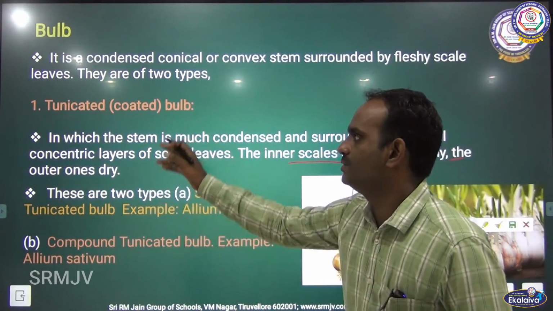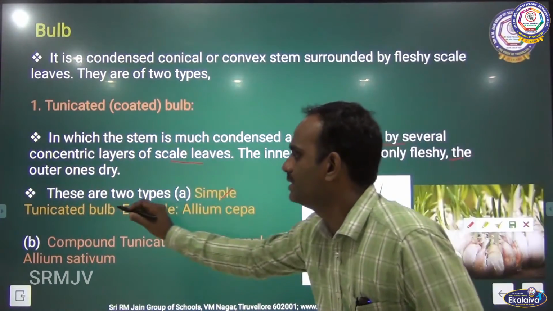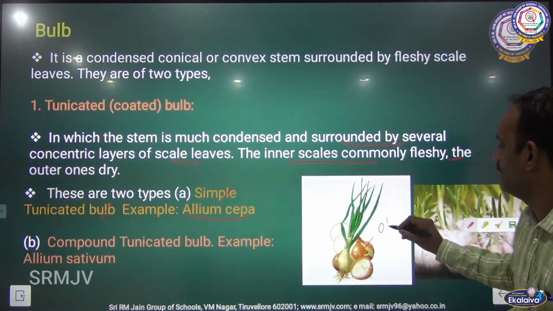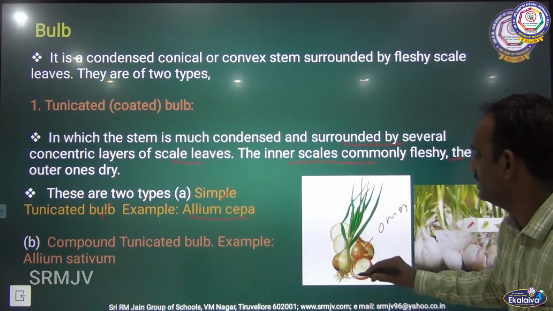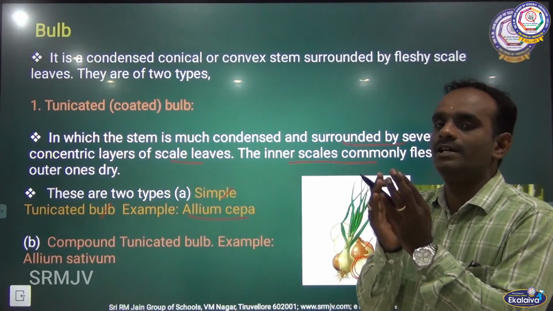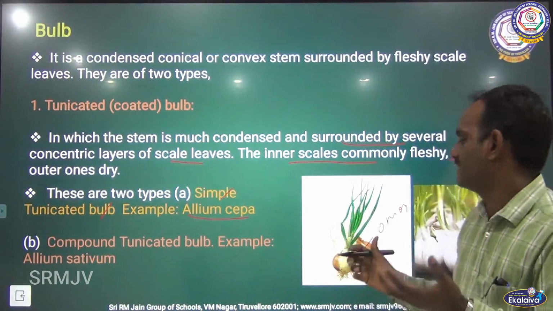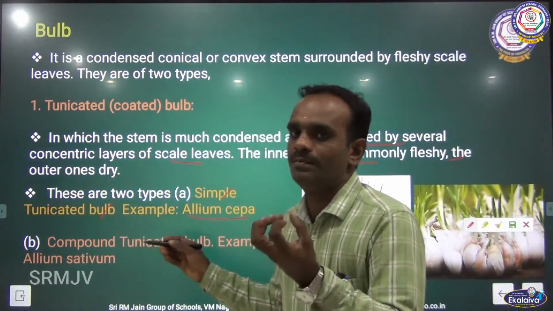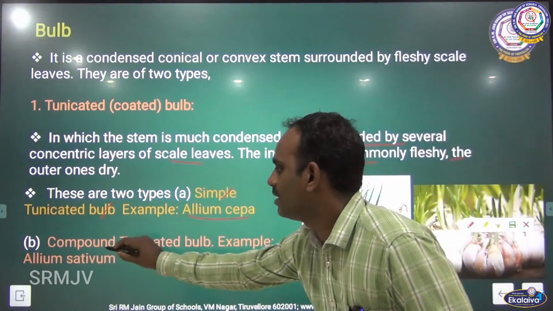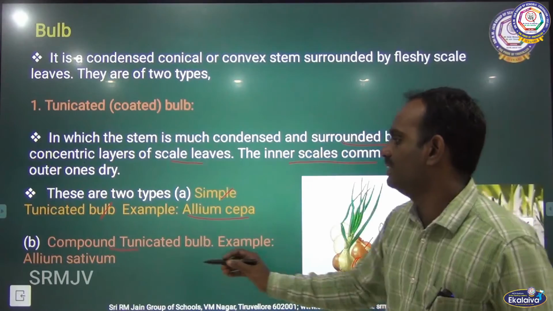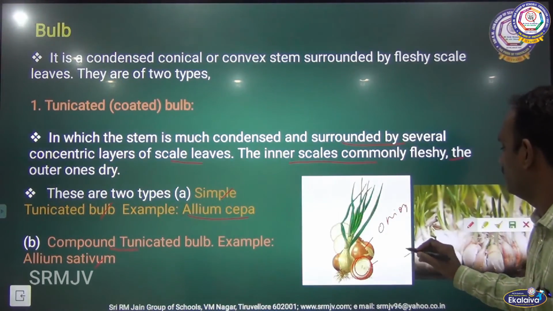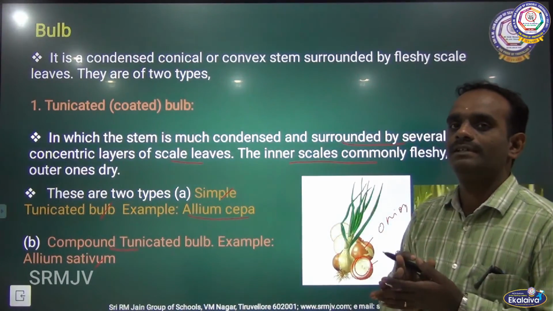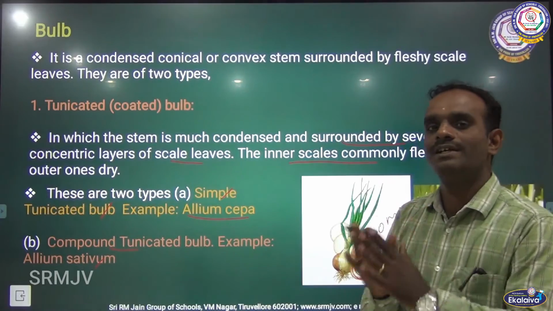There are two types of tunicated bulb. One is simple tunicated bulb. Example is Allium cepa. See the picture of Allium cepa, onion. Here so many scale leaves are present. The inner ones are very fleshy, the outer scale leaves are dry. This type is said to be simple tunicated bulb. Now one more type, that is called compound tunicated bulb. It is seen in Allium sativum. This is Allium sativum, garlic. Here also so many scale leaves are there. The outer one is dry and the inner one is fleshy. Clear children?